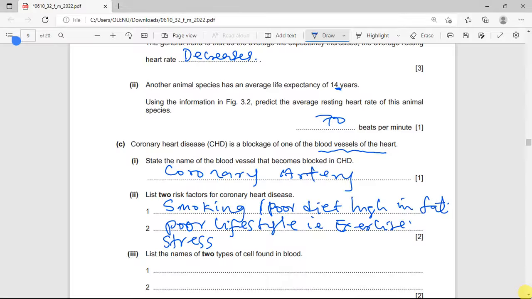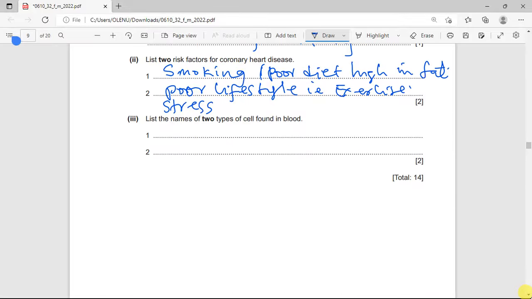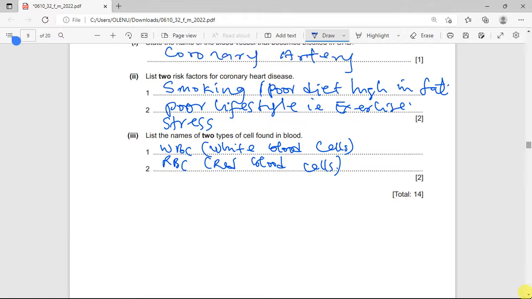Now list the names of 2 types of cell that are found in the blood. The blood helps to transport WBCs, which is the white blood cells. Please, in the exam, do not write WBCs, just write white blood cells, please. Now, the RBCs, which are your red blood cells. So, we're done with that.